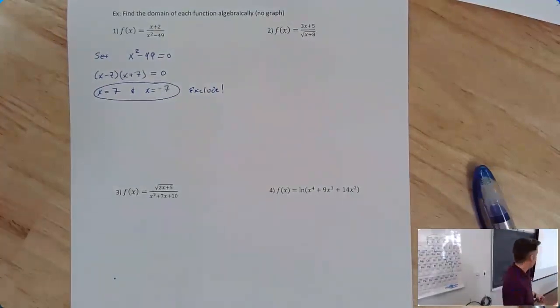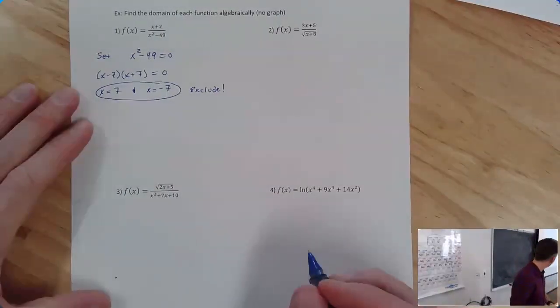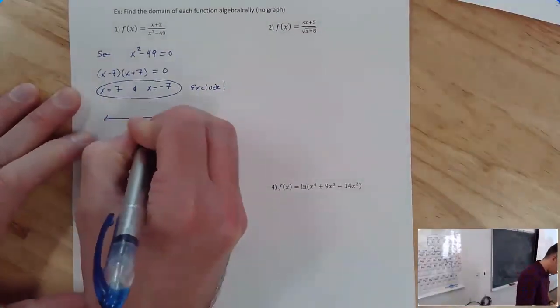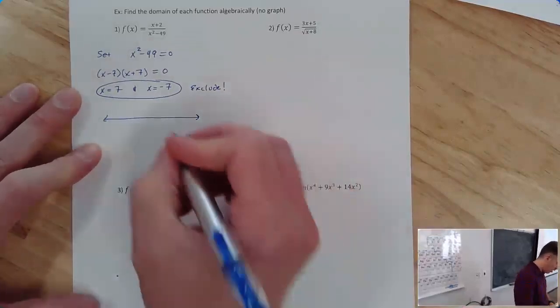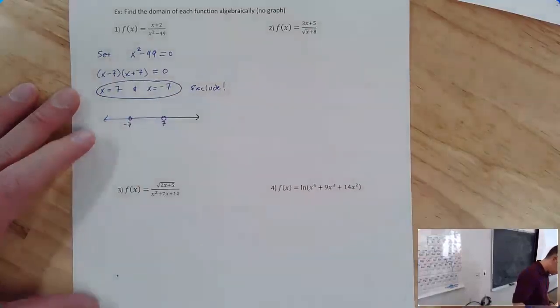Again, not required at all, I like to draw the number line just to help me figure out what I'm actually doing. So I'm going to draw a number line here. And on this number line, the only things I don't want are 7 and -7.